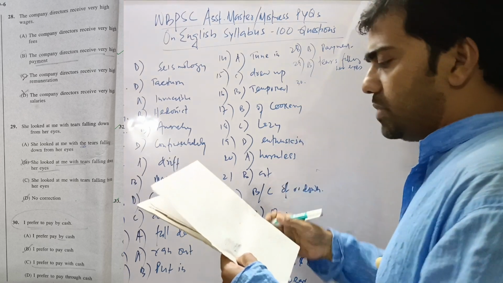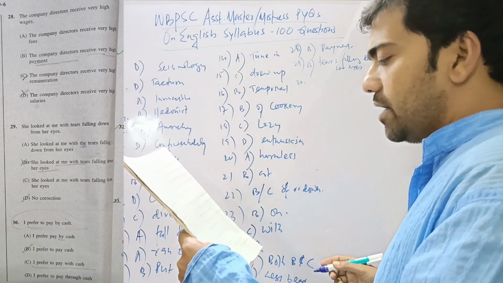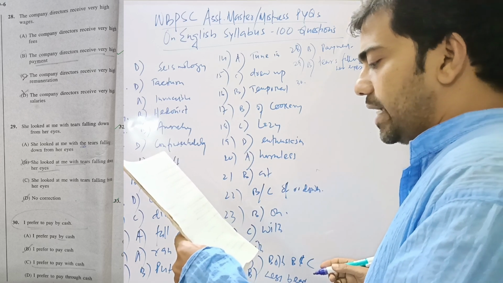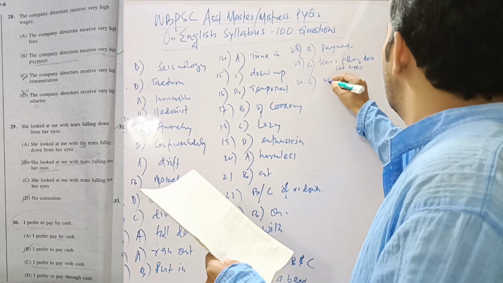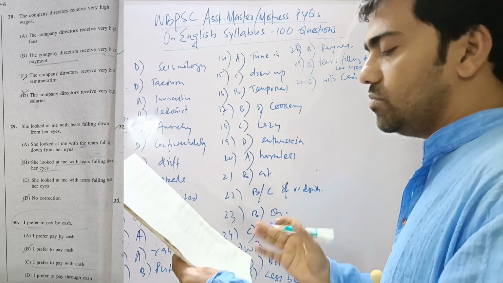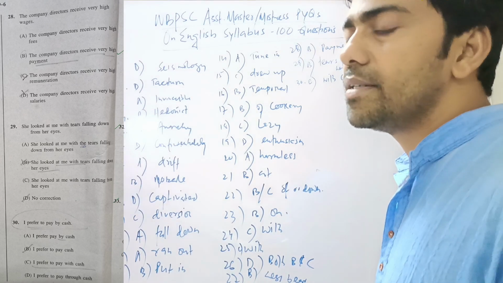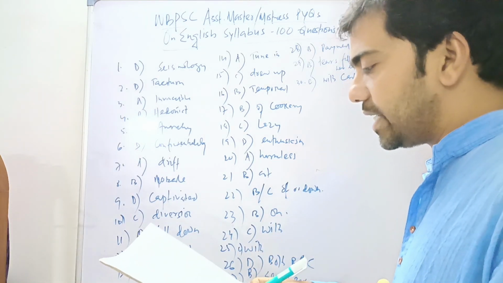Okay. 30 number. I prefer to pay by cash. I prefer to pay with cash. Okay. With cash. I prefer to pay with cash. C number. With cash. By cash and with cash. You can alter the phrase, by cash or with cash.